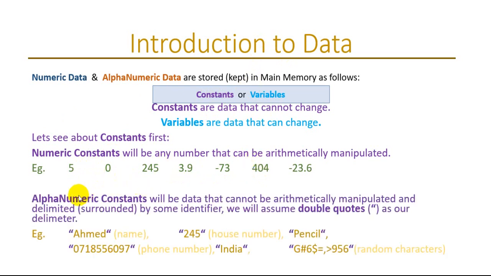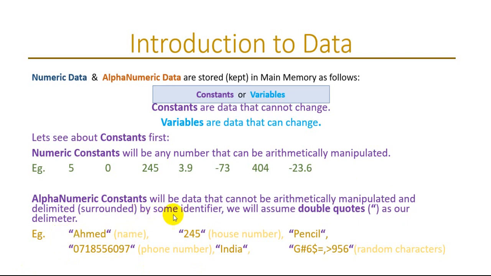Then we have alphanumeric constants. This is data that cannot be arithmetically manipulated. We have already seen that alphanumeric data can't be manipulated with arithmetic; you can't add or subtract or multiply. Even in programming languages, we use some kind of delimiter to say this is the start of the alphanumeric constant, and this is the end of the alphanumeric constant.